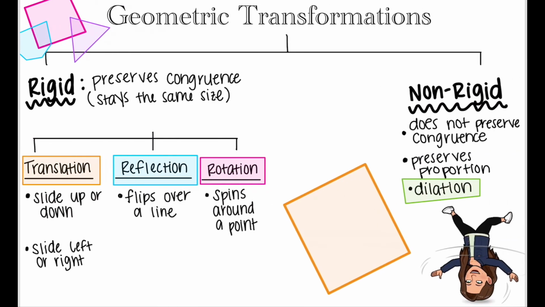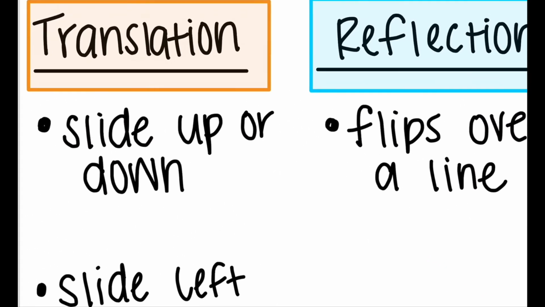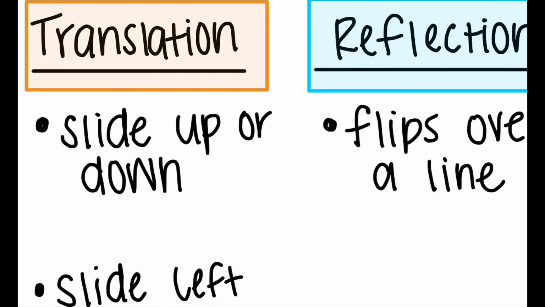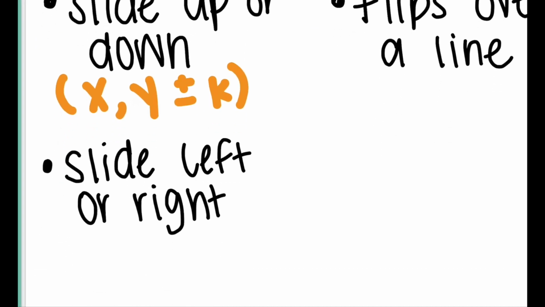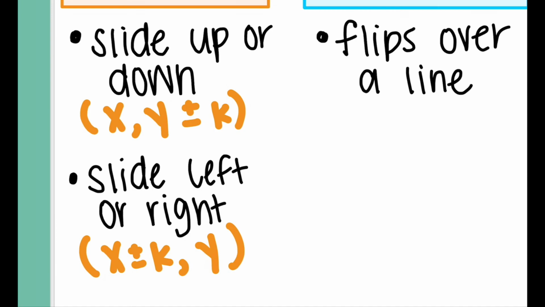Now I want to take you back to our introduction that we talked about and give you a little bit more detail here. So for a translation, if you move up or down, then you're taking the y value and you're adding or subtracting a number. We will call that some constant k. If you slide left or right, you're changing the x value by adding or subtracting some number.